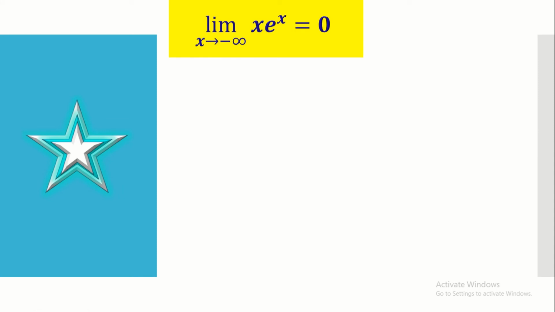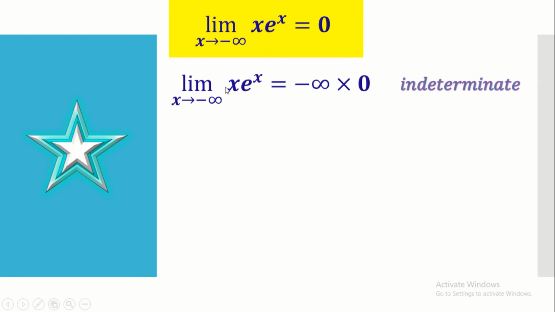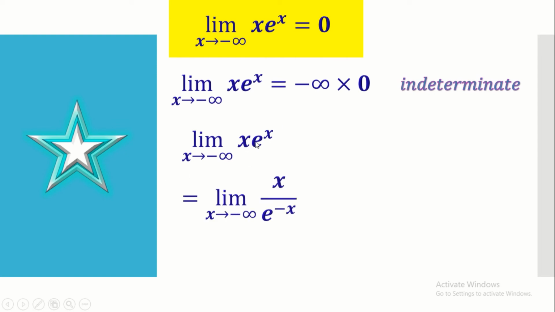Well, let's have more studies about the limit for exponential functions. We have two more rules. The limit as x tends to minus infinity for x exponential x is equal to 0. Let's prove it together. First of all, if we replace x by minus infinity, the answer will be minus infinity times 0, which is indeterminate. Now, how to solve such a limit? We can write x exponential x as x over e to the minus x. Why? We have an indeterminate limit. If we transform this function into a fraction, we can then apply L'Hopital rule.